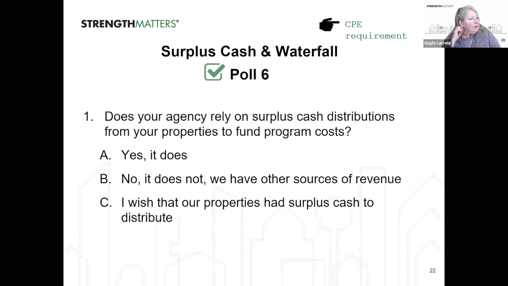And if you don't know, and you want to know which of your properties give cash to the agency, talk to your accounting department, they'll know. Or your asset manager needs to know, he'll know, or she'll know. 15% of you, I'm so sorry. So we'll have to see what we can do about that. So it's pretty evenly split between yes, it does and no, it doesn't.